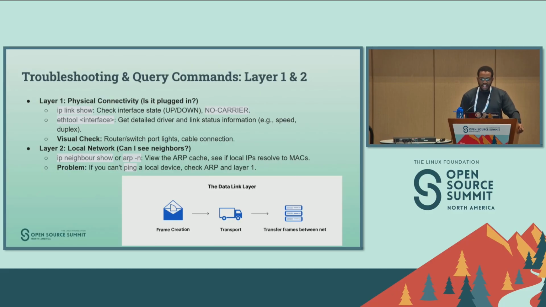Like I mentioned with layer 1, you can use something like ip link show to get the state of specific interfaces. Okay, is the interface up? Because sometimes the interface can be down. So you check, what is the state of the interface? Is everything good? Then you can check layer 2, my neighbors. Am I able to see them?